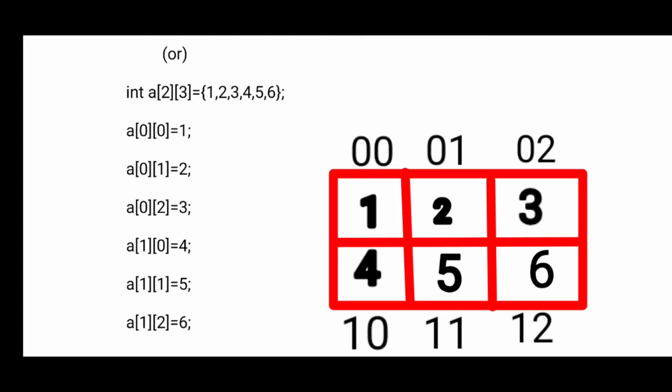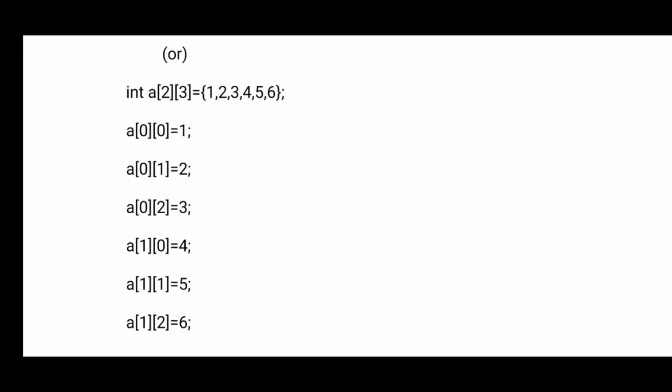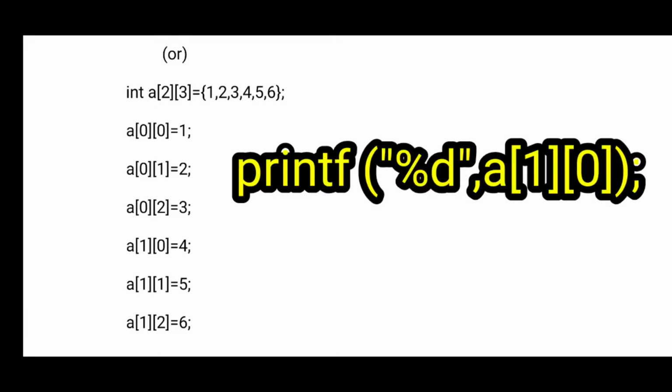If you want to access any element in the array, you can access it by using the array index based on row and column. Now I want to print the value 4 in this array. Now I can print this value 4 by using the array index.